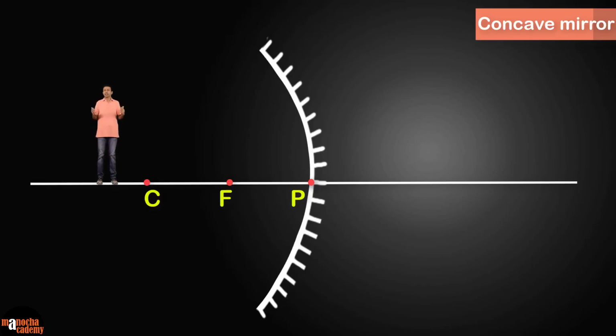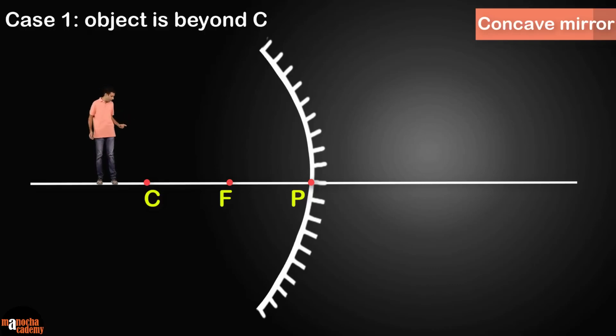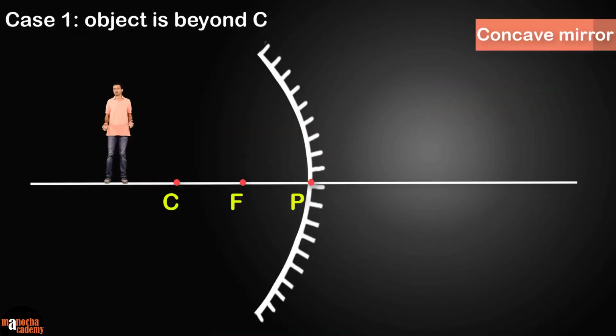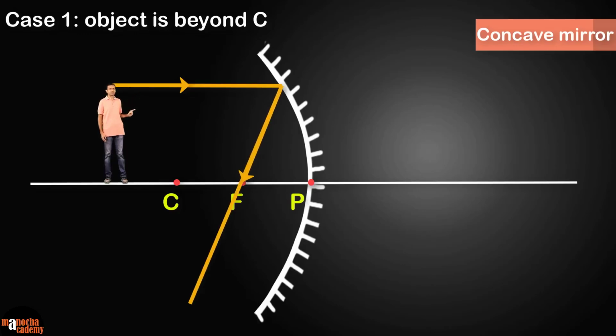So let's start with case 1. I'm beyond C, the center of curvature. You need to consider the rays from the top of the object. So from my head. And remember, we need to take 2 out of the first 3 rules. So let's use rule 1. For the ray that is parallel to the principal axis, after reflection, it passes through the focus.